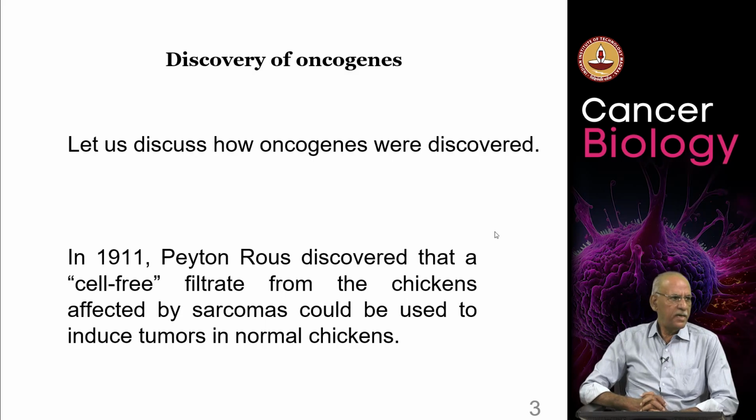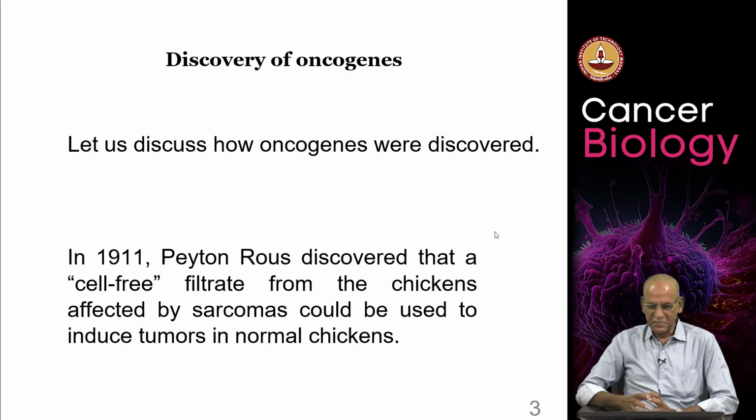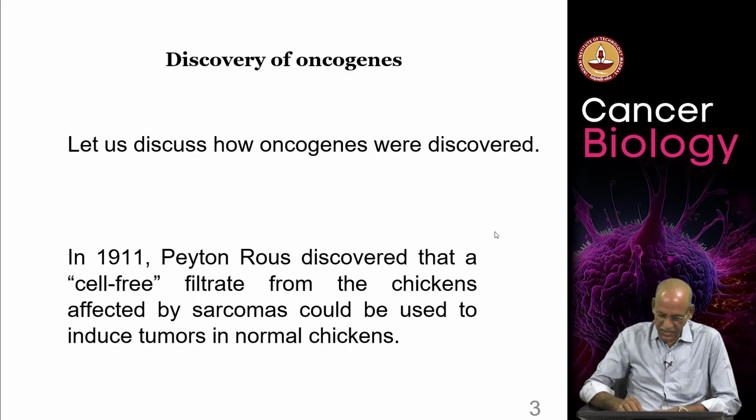Somewhere in 1911, a scientist called Peyton Rous, actually I think it is a French word, we pronounce it as Roux. Anyway, we will say it as it is written in English. Peyton Rous discovered that cell-free filtrates from chickens affected by certain cancers called sarcomas could be used to induce tumors in normal chickens.